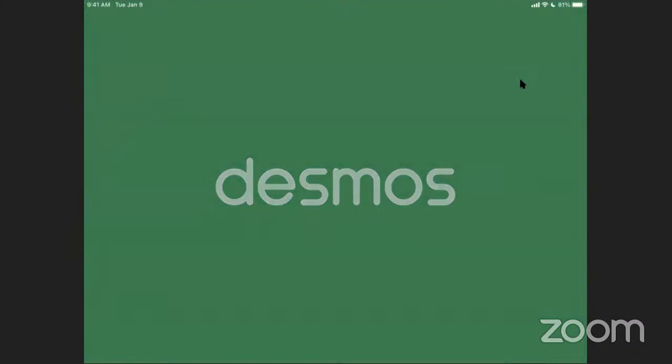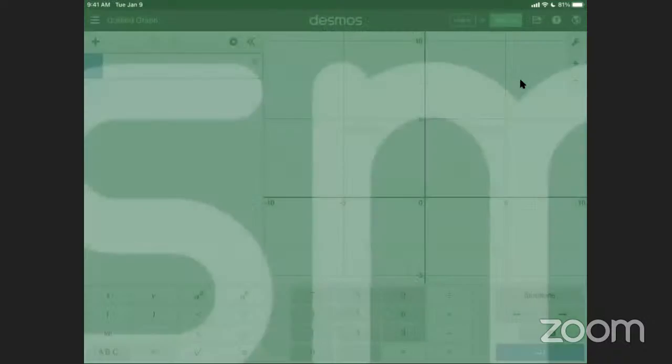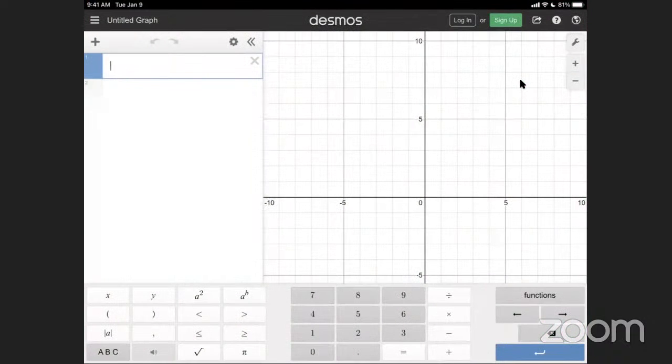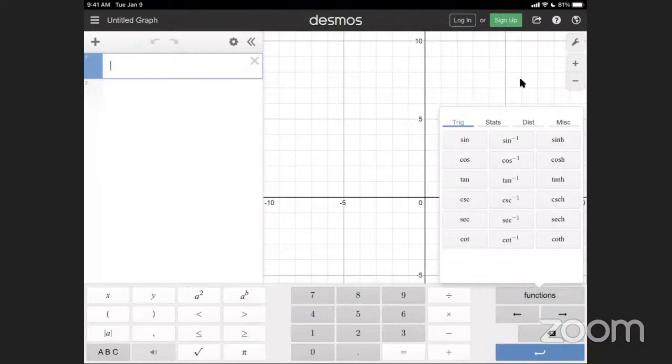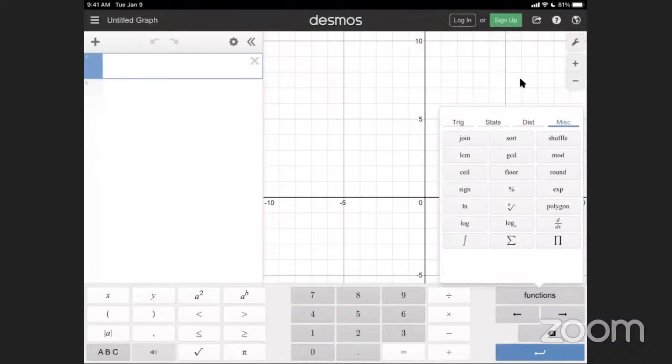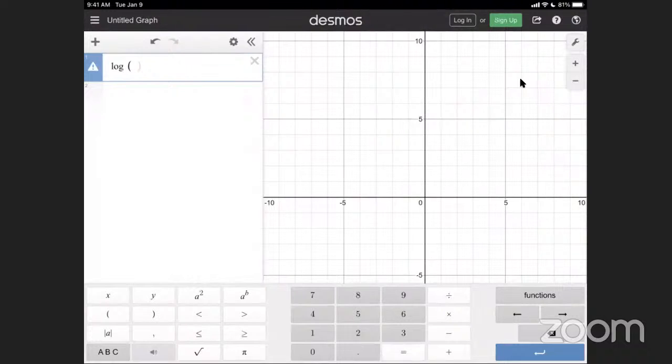Let's see if the Desmos calculator has the log base. Oh yeah, it's in functions. Oh, nice. Okay, let's just do that then. Log base 4 of, and what do we say, x squared minus 9? X was 67. 67 squared minus 9.